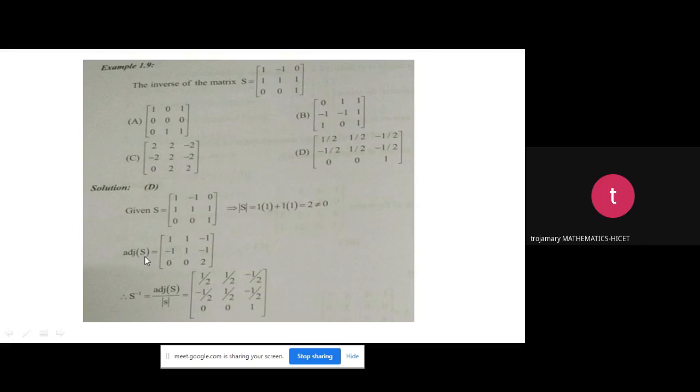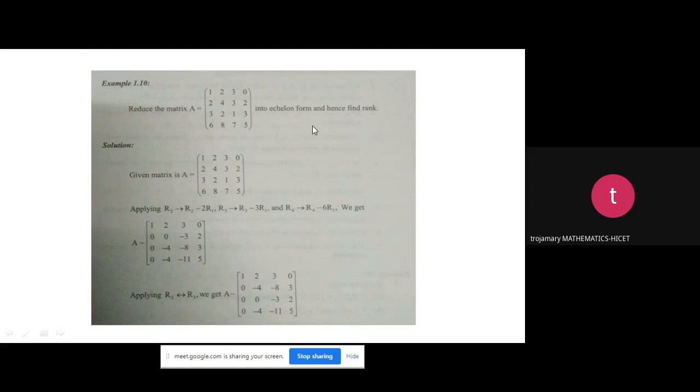Next, find adjoint S. Adjoint S means find the cofactor. Cofactor means taking the minor of each and every element, right, with the sign minus 1 power i plus j. Then in the same position, put the cofactor, and divide by the determinant S value. This is the inverse of the matrix. Okay, then reduce the matrix into echelon form and hence find the rank.